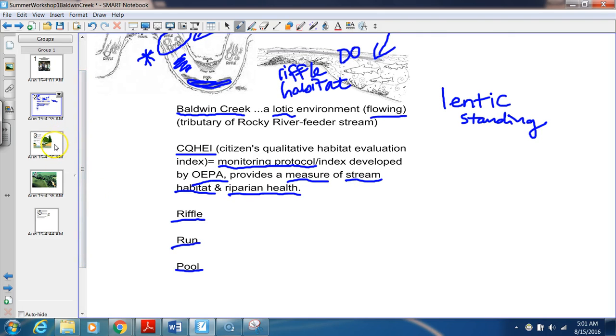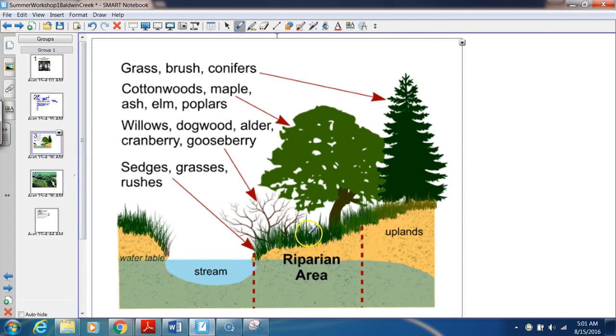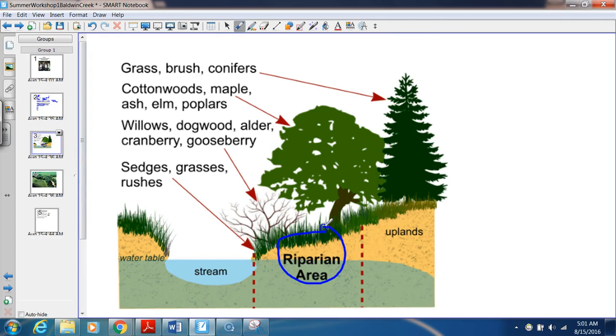Now, not only did we look at in-stream habitat, but we also looked at areas called riparian zones. A riparian zone is an area of land adjacent to a stream. So here's our stream, here's our land. And riparian areas are very important in determining the health of a stream based on the presence or absence of vegetation. The more vegetation, the better, because what happens is when it rains on the land, then that rain runs off the land, and when it runs off the land, it carries with it pollutants and soil.